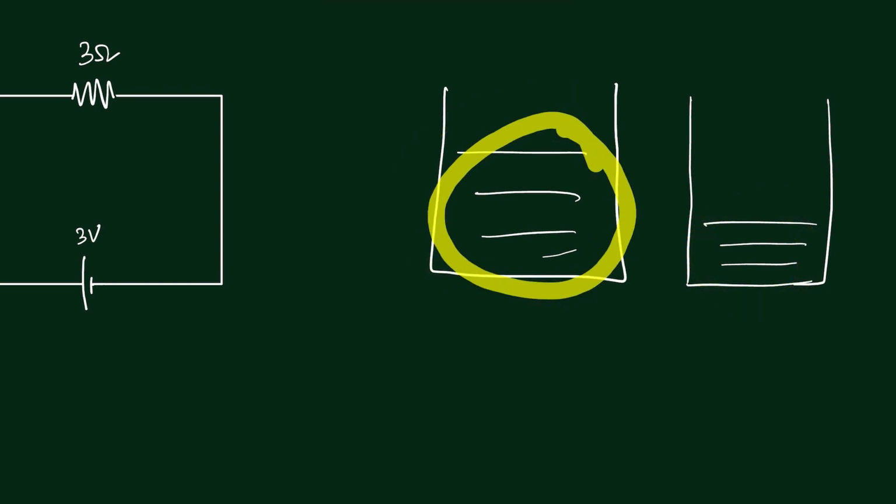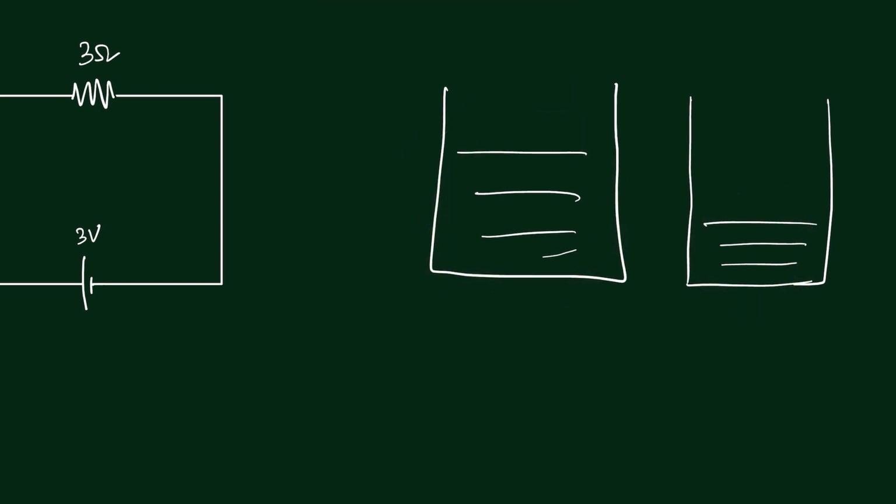If you connect a pipe here, how will the water flow? It flows from the high level to the low level. Just like that, current flows from high voltage side to low voltage side. Keep that in mind. Go on.